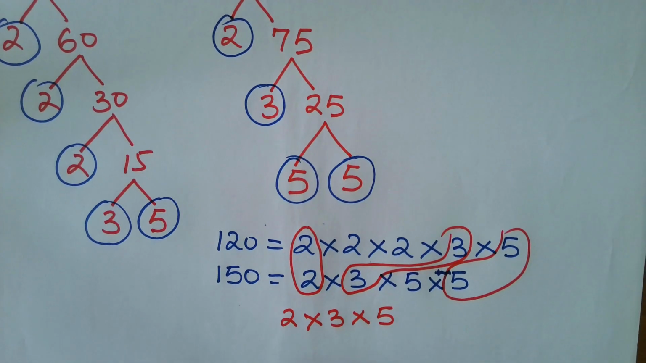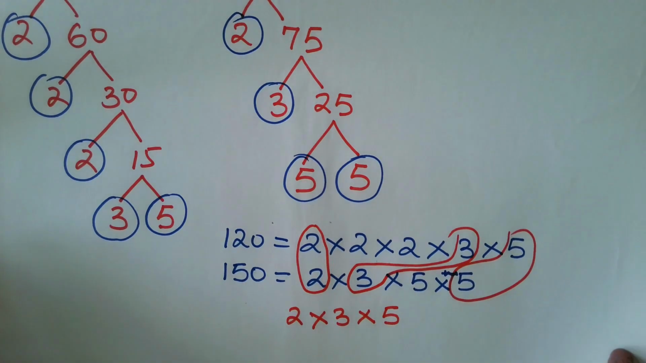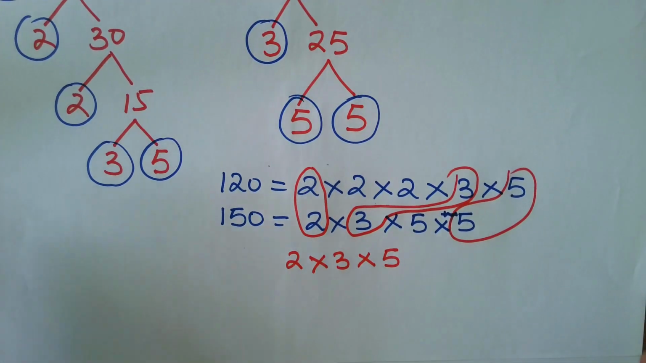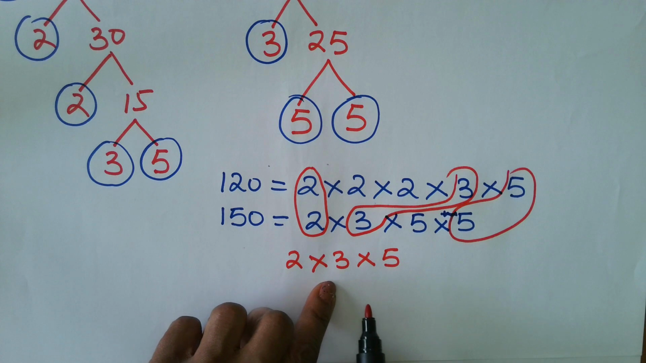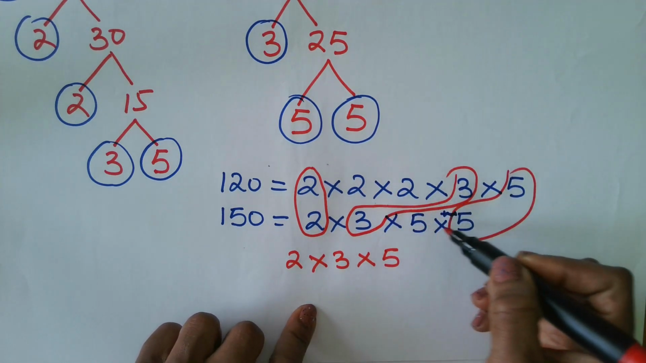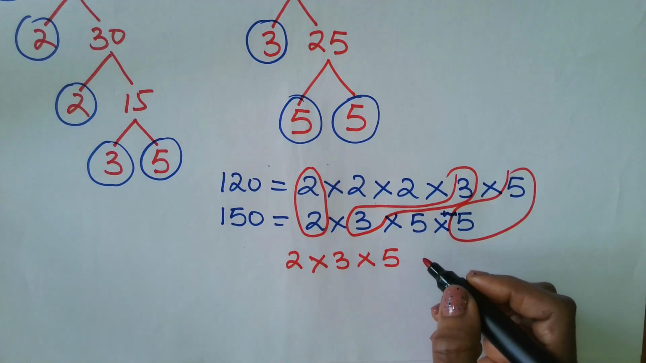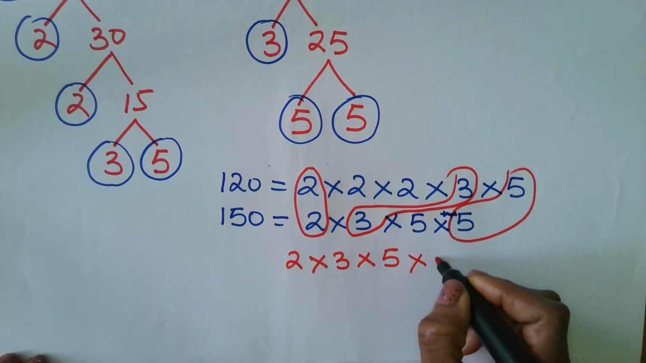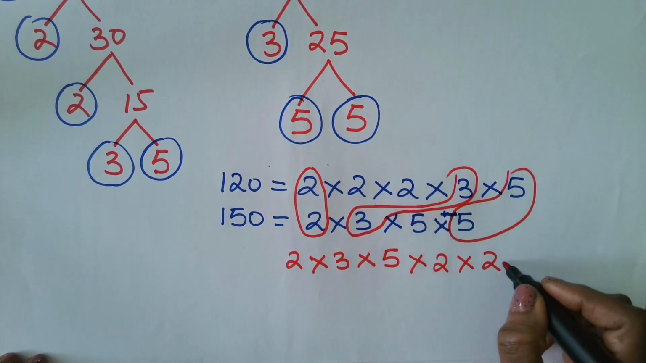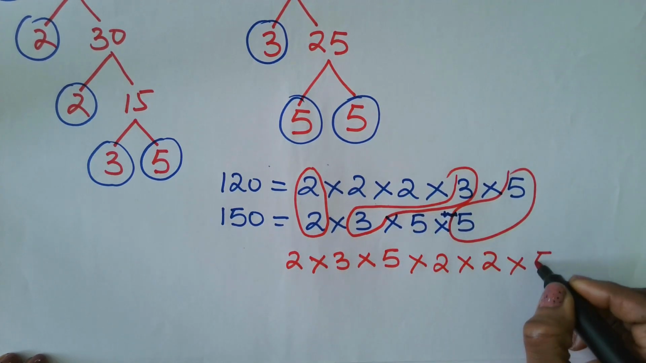Okay, so if we were doing the highest common factor, it would have been 2 times 3, which is 6, times 5, which will give us 30. But now we're asked to find the lowest common multiple. So now that we've got the common numbers, we're also going to put the ones that are not common, which would be times 2 times another 2, and then times this remaining 5.